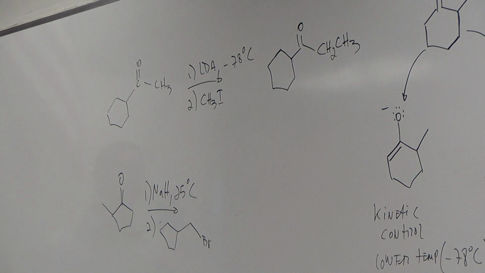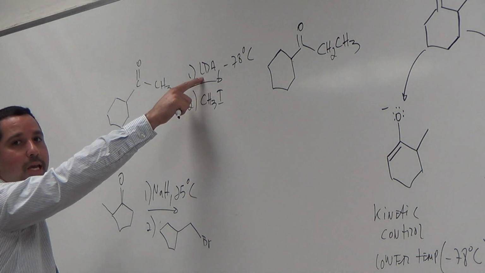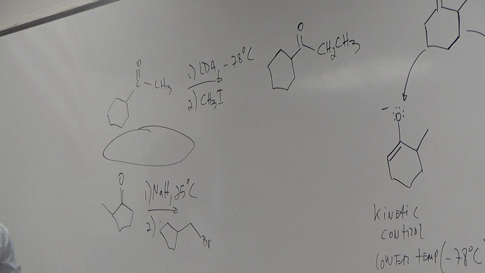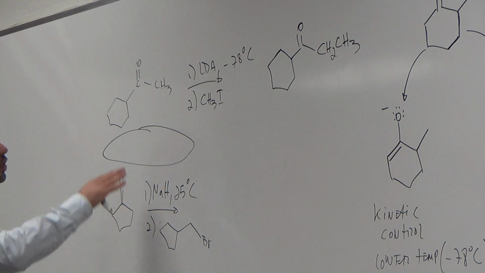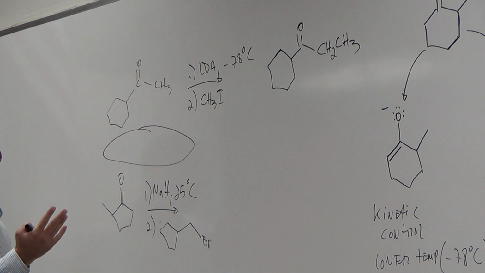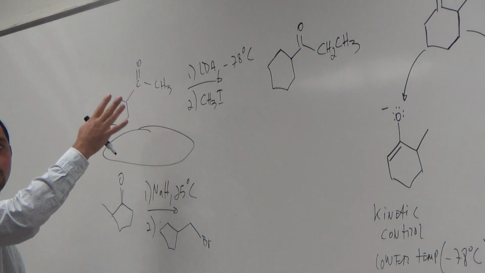First one, outstanding. Okay. This is LDA, a hindered base, yes? This base is like this. You ever try cleaning your nose with a boxing glove? Try it. Put a boxing glove on, try cleaning your nose, see how that works. You can't do it here, because if the base is this big, it can't attack it. So it is going to attack the side that has less groups on it.